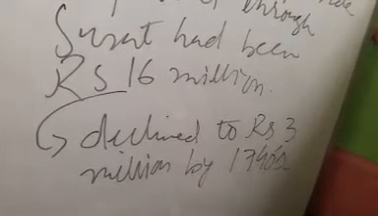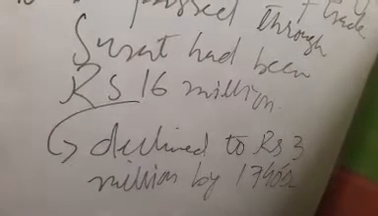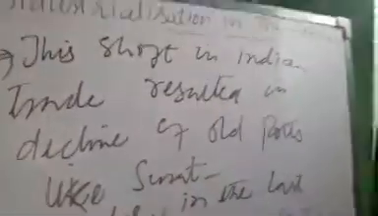हाँ, ये बहुत अजीब बात है कि जो ट्रेड 16 मिलियन था, जिसका ग्रास वैल्यू 16 मिलियन था सूरत ट्रेड का इन द लास्ट ईयर्स ऑफ 17th सेंचुरी, वही 1740s में डिक्लाइन हो गया और ये 3 मिलियन तक रहा। So this is all about this topic, that is the age of Indian textiles. Hope you have understood this topic well.